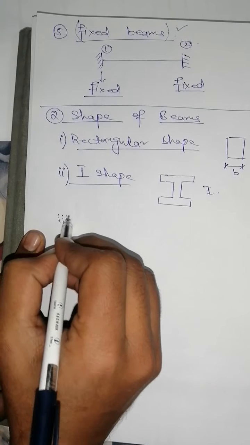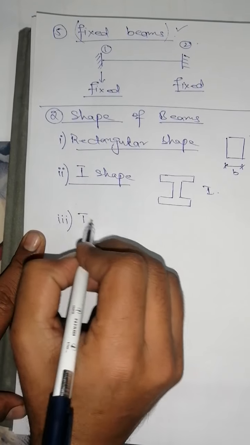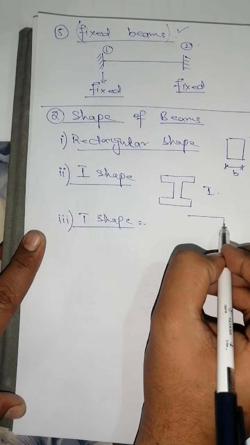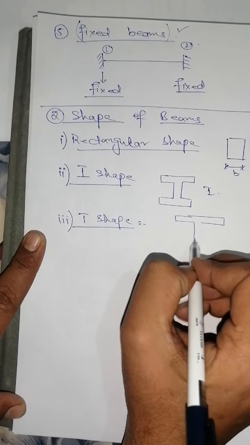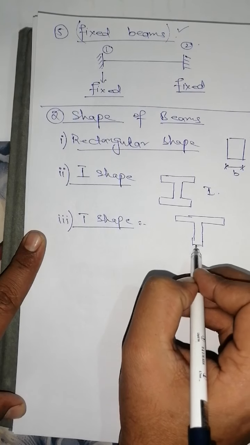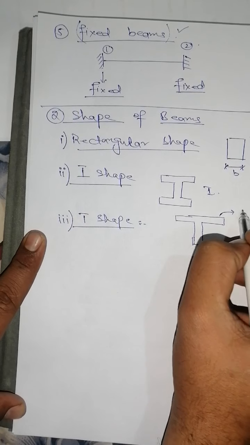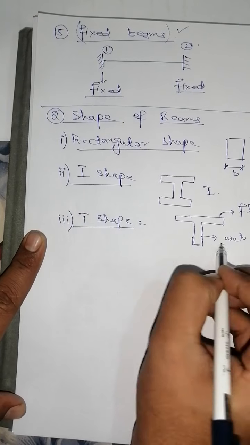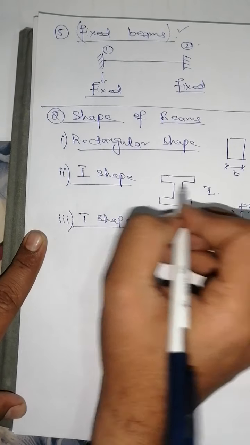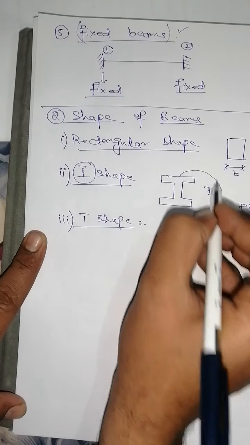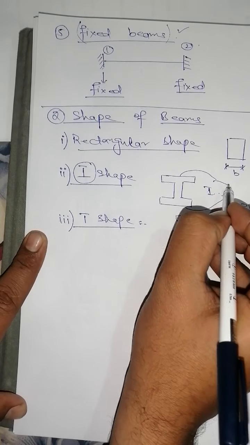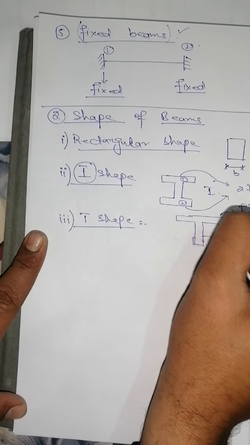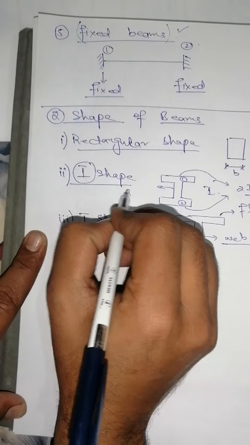Third shape of the beam possible is T shape. It is also suggested by the name that it will be like a T. This is a beam. This portion is known as flange. This portion is known as web. So in case of I beam, there are two flanges. This is flange number 1, this is flange number 2. Two flanges and one web.